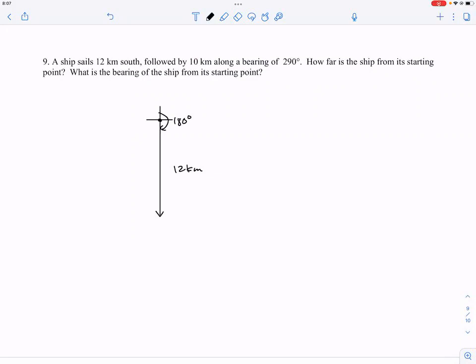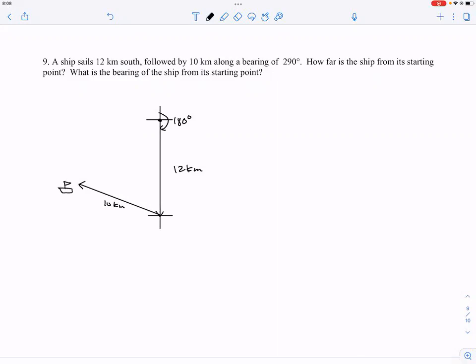And then it's going to travel 10 kilometers along a bearing of 290 degrees. Again, north is always 0. So 290 degrees will be somewhere right here, because west is 270. So this is where the ship is.